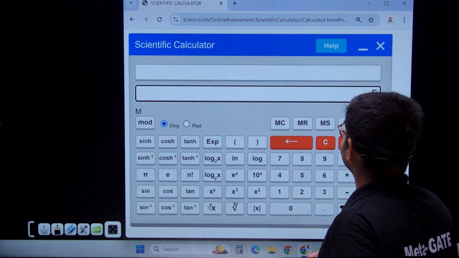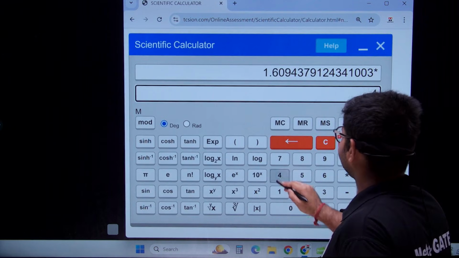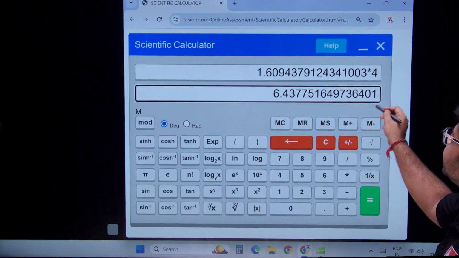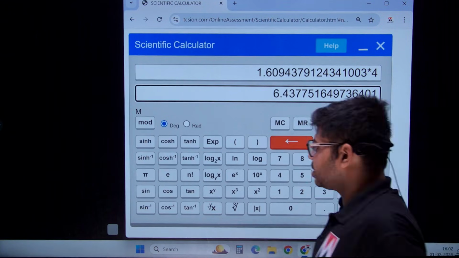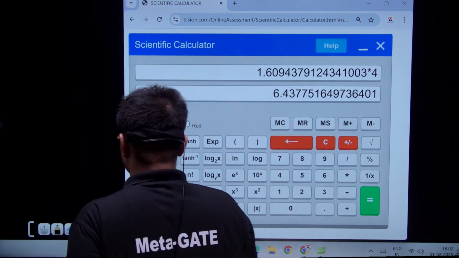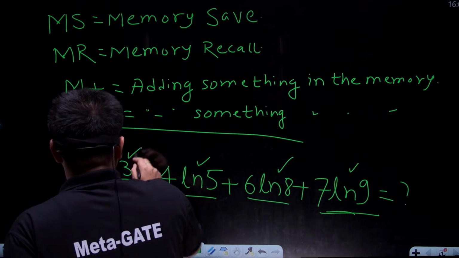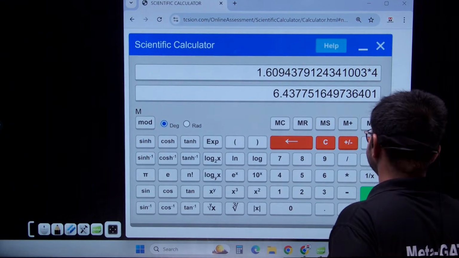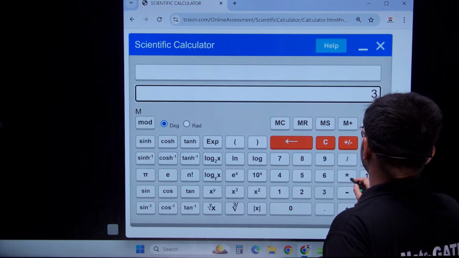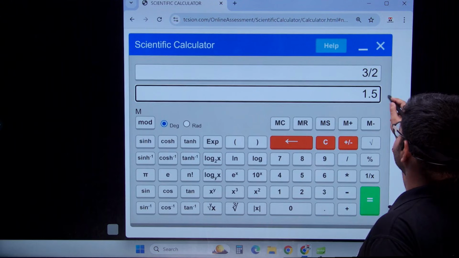So 5 ln into 4. So you are getting this. So this also I want to add up with the result. So I'll just click on M plus. Okay. So up to this it is done. Now 3 by 2. Now I want 3 by 2. 3 by 2. So whatever comes, that is 1.5.